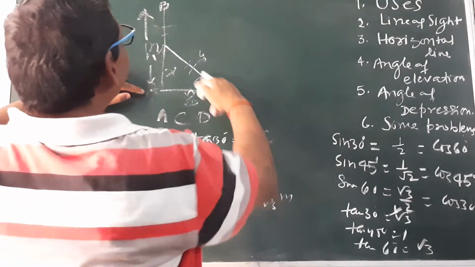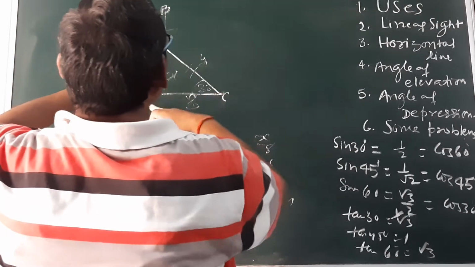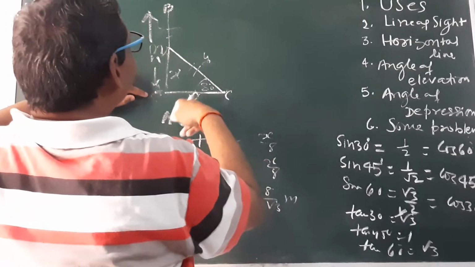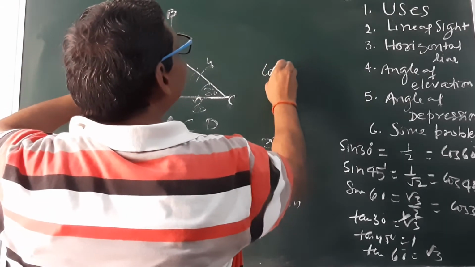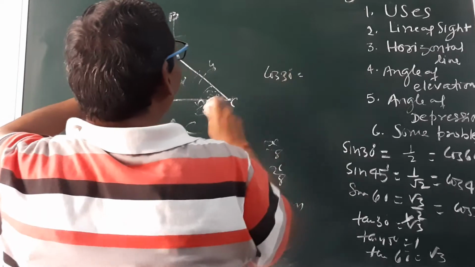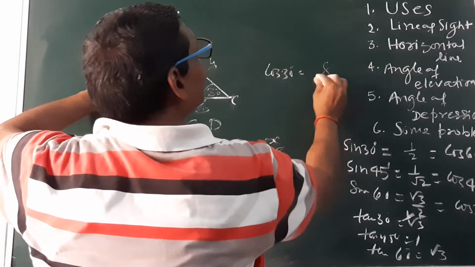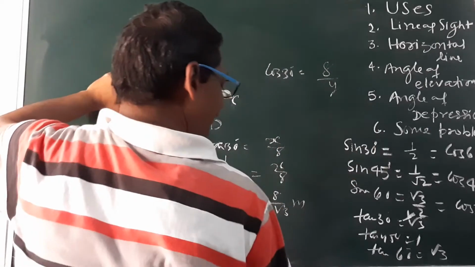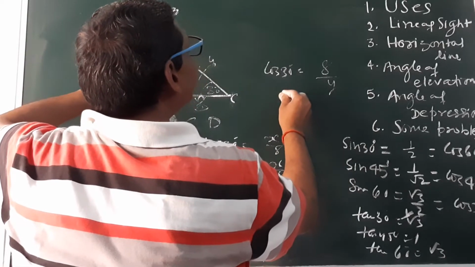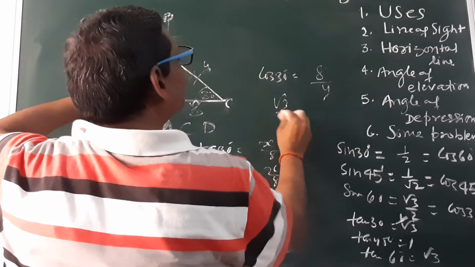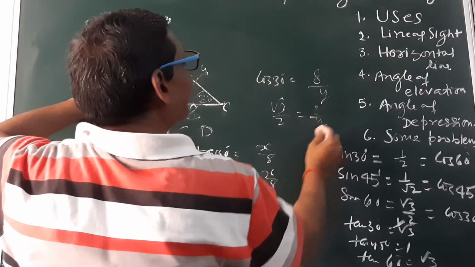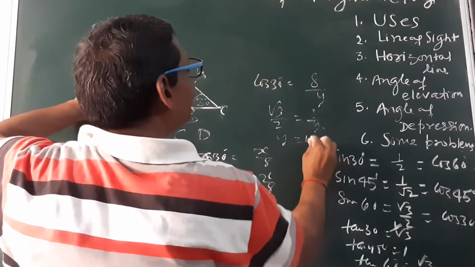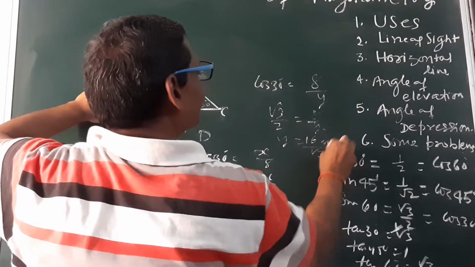In triangle ACD, now apply cos 30 degree. Base by hypotenuse, 8 by y. Cos 30 means root 3 by 2 is equal to 8 by y. Y is equal to 16 by root 3 meter.